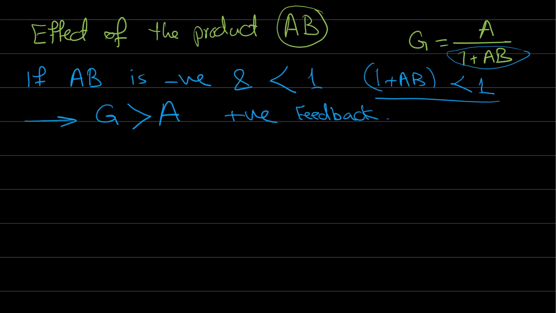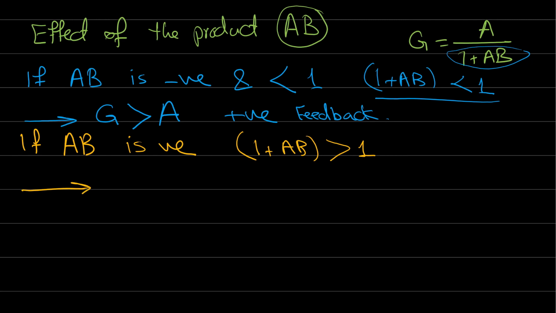If this value, A times B, is positive, then 1 plus A times B will also be larger than 1, because any positive value plus 1 is larger than 1, right? So in this situation, the overall gain will be less than A, and we have negative feedback at this moment.